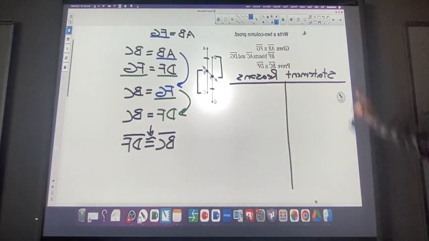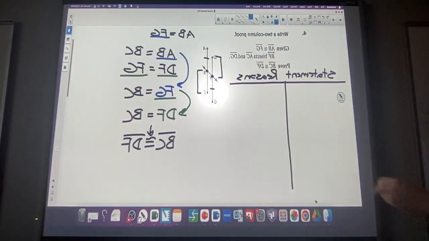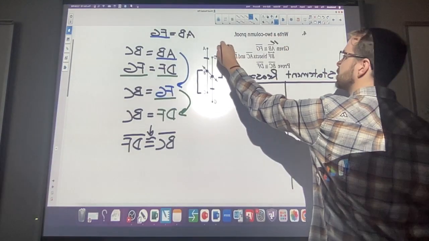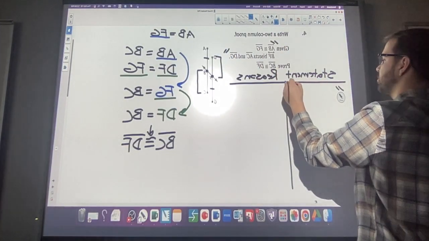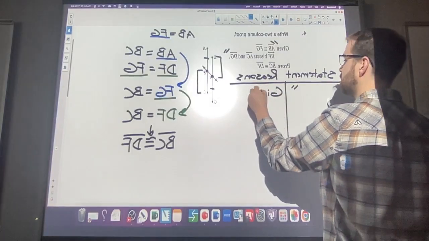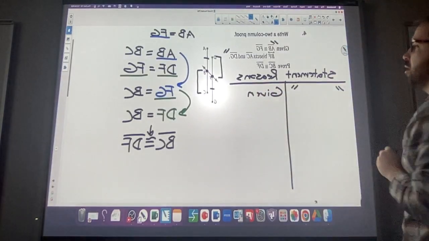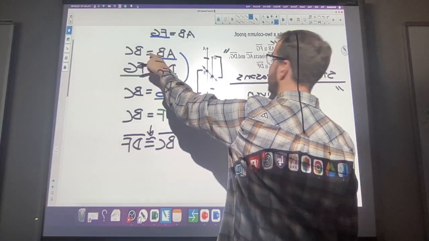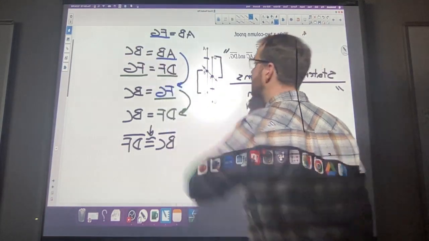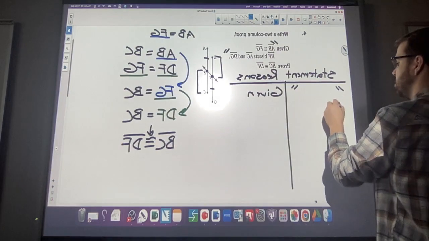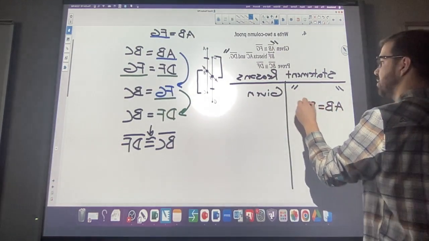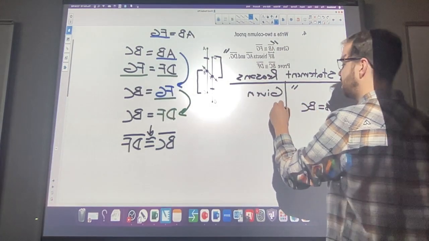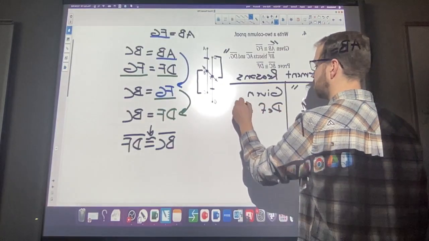Okay, so statements and reasons. We're going to start with our given. I'm just going to put quotes around this to save myself time. I'll say given. And then let's get into it. So the first thing I want to state is that since it's bisecting it, I can say that AB equals BC. And that's definition of bisector.